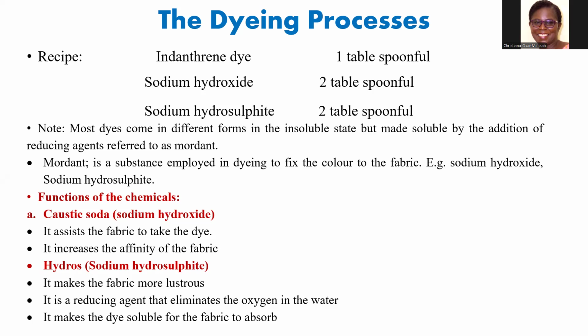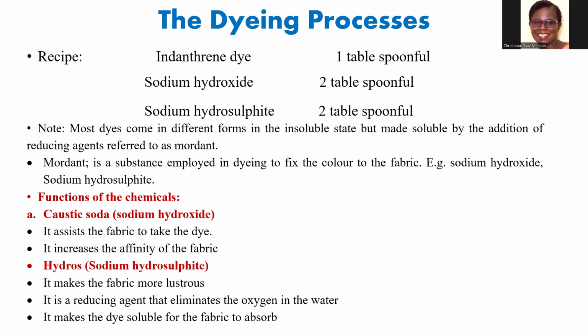After the dyeing, you see the fabric shining, and it is a reducing agent that eliminates oxygen in the water. So you are saying that the dye is insoluble. You need to make it soluble so that the fabric can absorb. So this is the chemical that takes away oxygen. It's the oxygen in the dye that makes it insoluble. So when you put in this hydrous, the hydrous takes all the oxygen away, then the fabric can absorb. So it makes the dye soluble for the fabric to absorb.